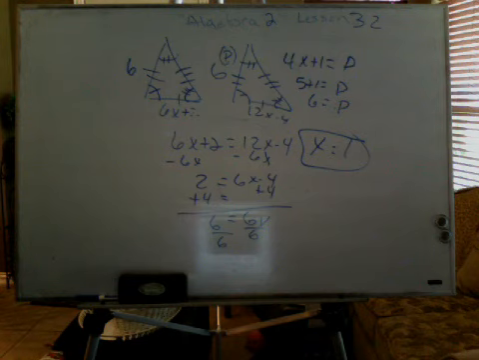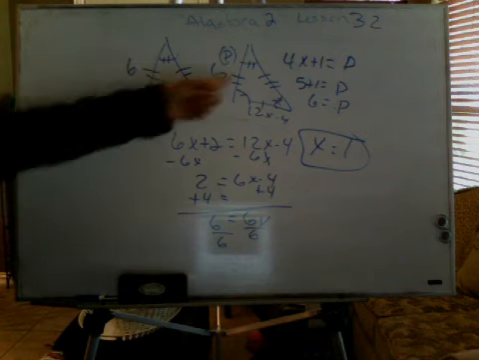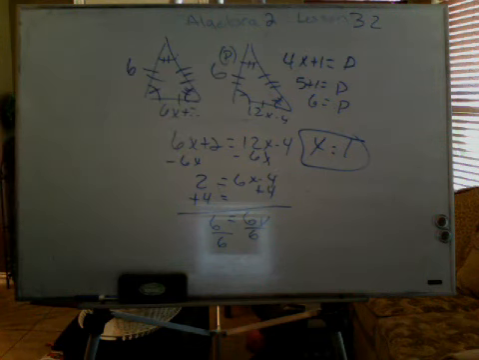Just remember, corresponding sides and their angles are equal. On congruent triangles, the scale factor is 1. Alright, so do your practice problem.